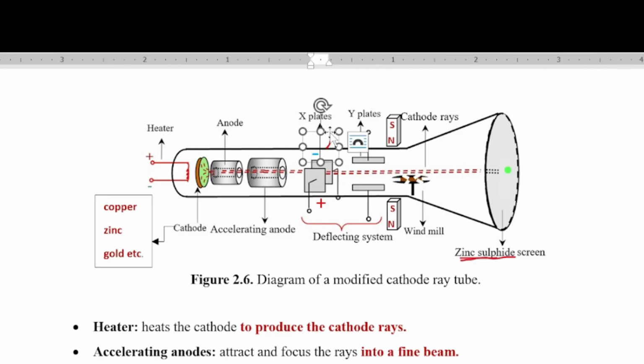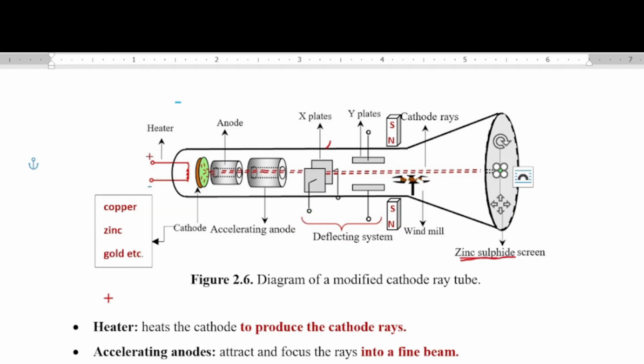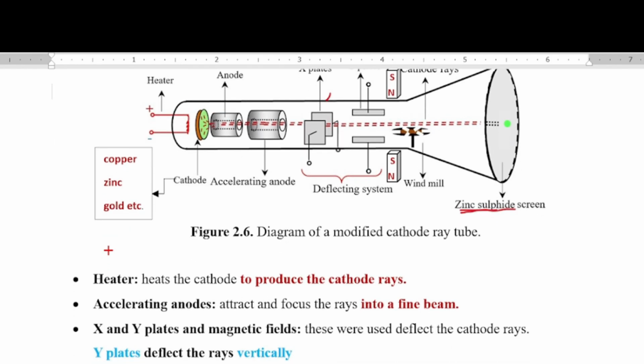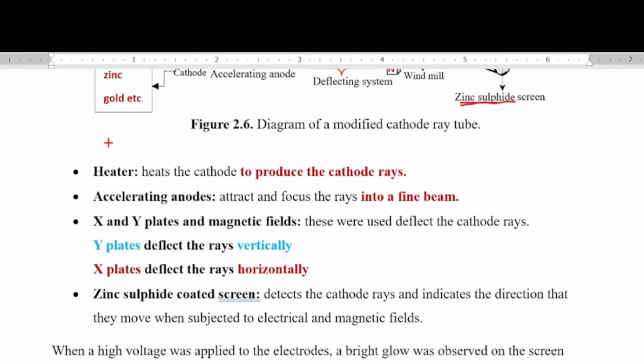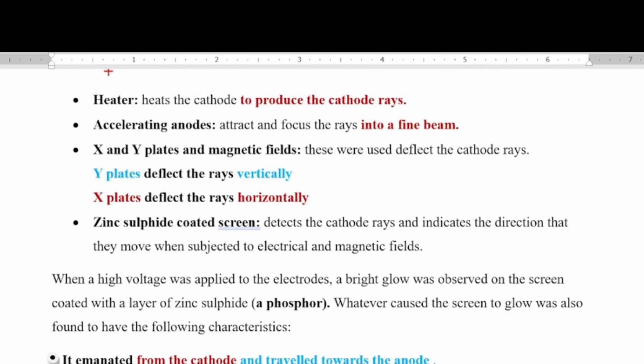So with the X plate off now, what happens when we have the magnetic field from north to south? The spot moves in this direction like that. When you reverse the magnets, you change the direction of the field, and it moves in the opposite direction. So based on his observation, Thomson was able to confirm Sir William Crookes' conclusion that cathode rays were indeed negatively charged.